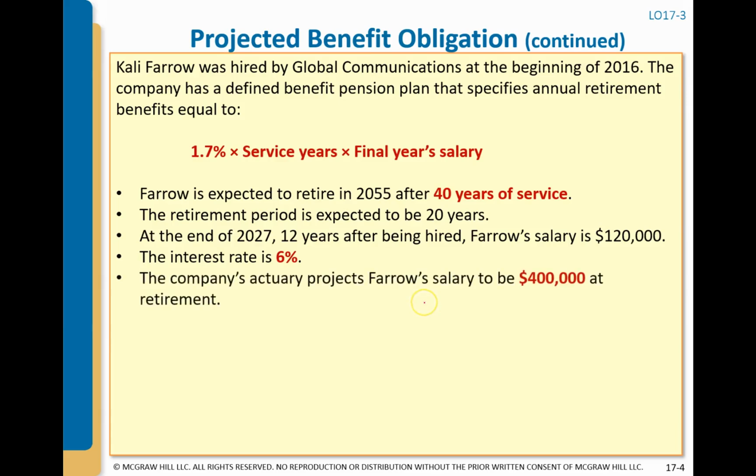We've used this same example in prior videos, but if you're not familiar, let's read through it. Taliaferro was hired by Global Communications at the beginning of 2016. The company has a defined benefit pension plan that specifies annual retirement benefits equal to 1.7% times the service years multiplied by the final year's salary. Farrow is expected to retire in 2055 after 40 years of service. Her retirement period is expected to be 20 years.